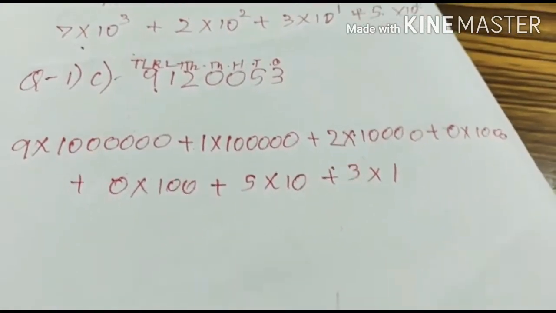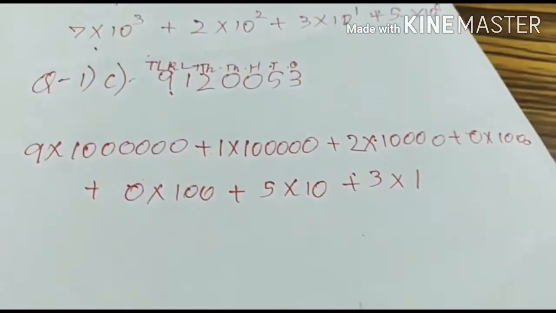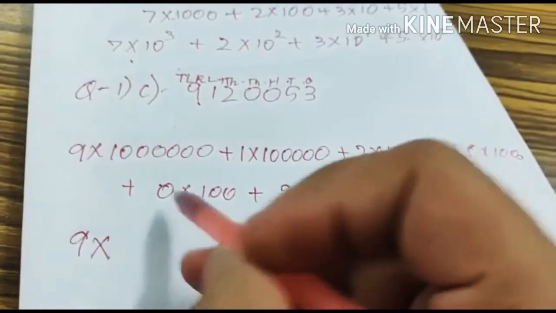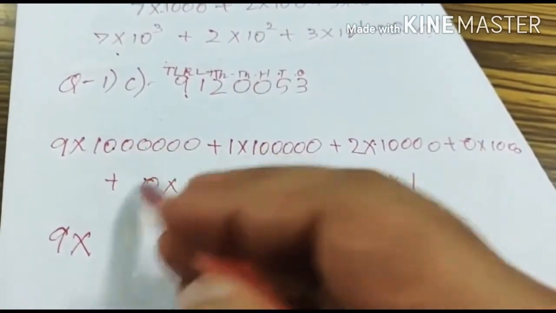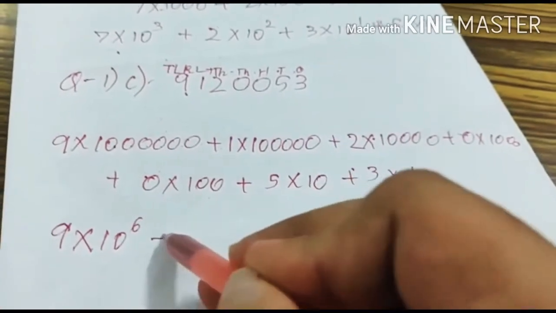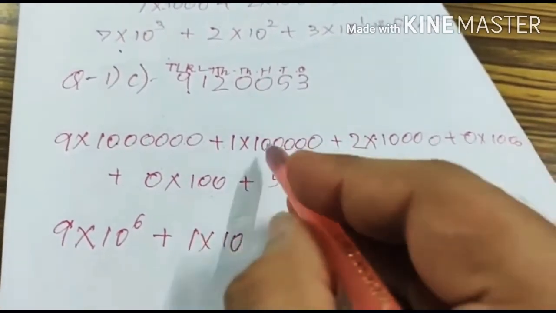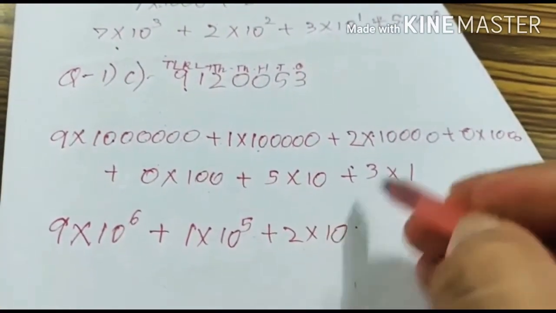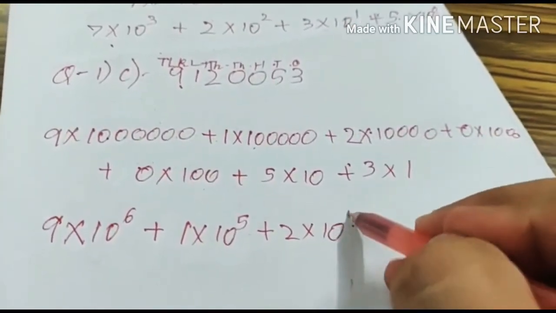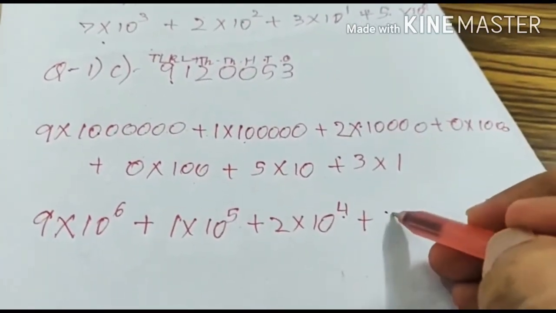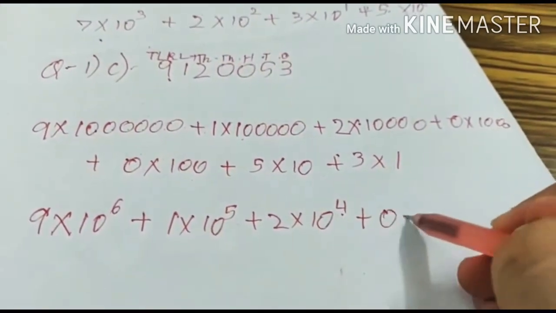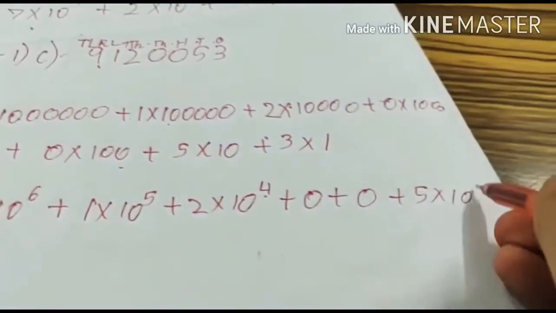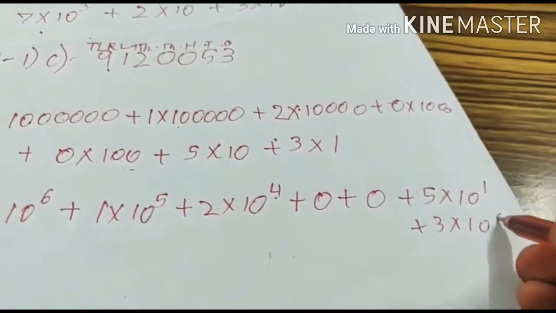Now we will write these numbers in the exponential form. So 9 into how many zeros? 1, 2, 3, 4, 5, 6, means 9 into 10 to the power 6, plus 1 into 10 to the power 5, plus 2 into 10 to the power 4, plus 0 into something is 0, plus 0 into something is 0, plus 5 into 10 to the power 1, plus 3 into 10 to the power 0.